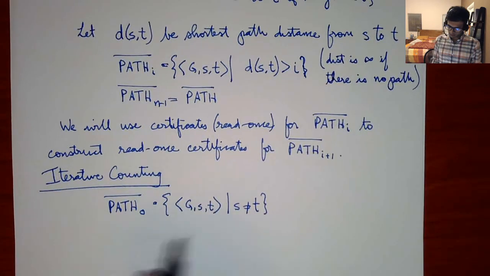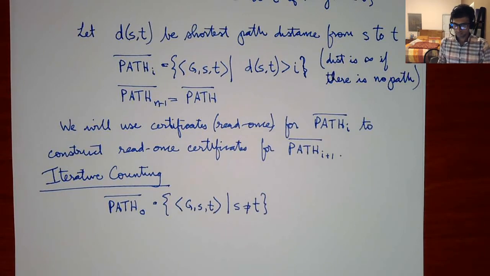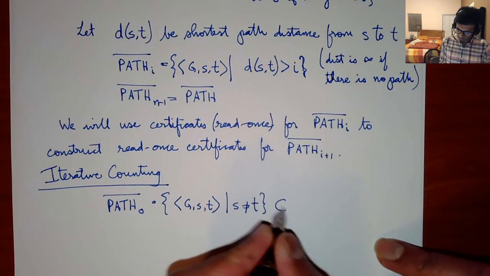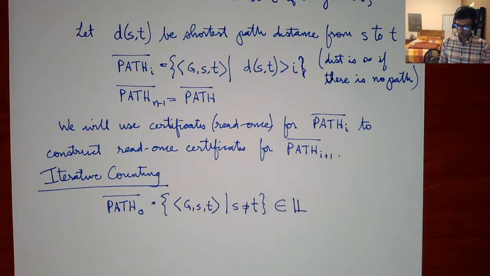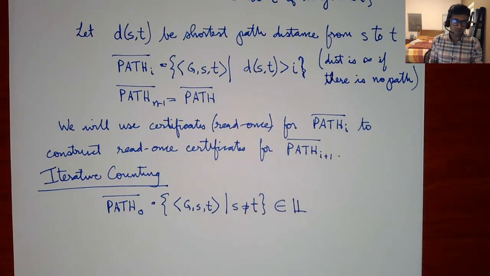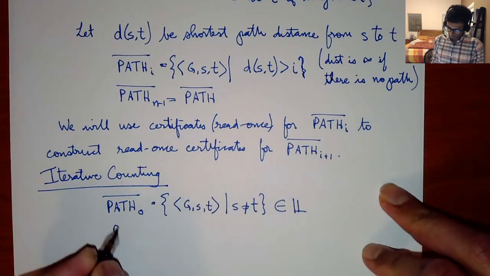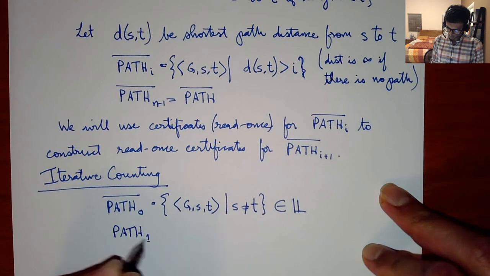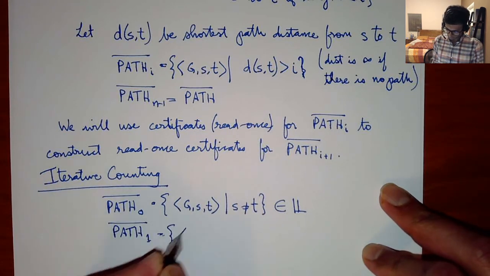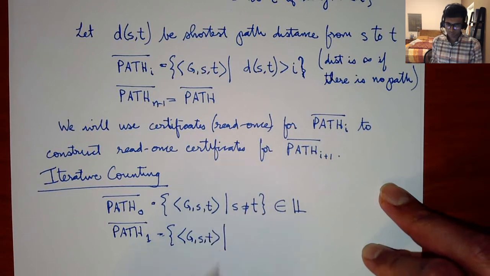So path complement of 0 is basically just checking that the source and the sink are different. That's it. This is actually pretty easy to check, and it is in log space. A log space machine can just read S and T into its workspace and check. Okay, so what is path complement of 1?